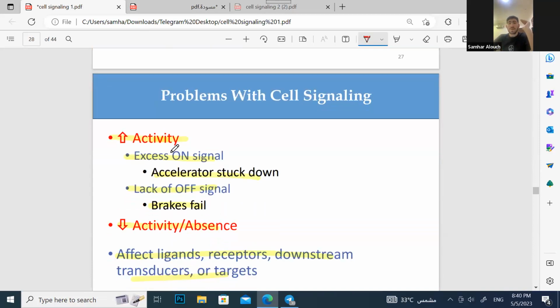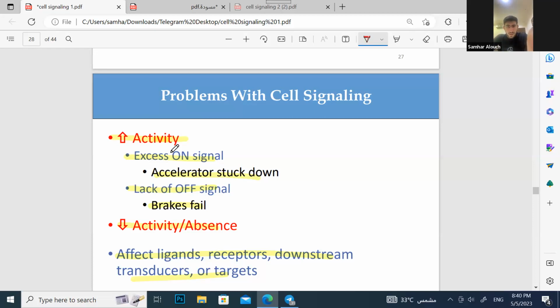So now, problems with signaling. We know Ahmed Jada doesn't like just the whole pathway. He loves to put some clinical and diseases and these things. So now we have some diseases in this pathway. You can't know what the diseases are doing unless you know the pathway.